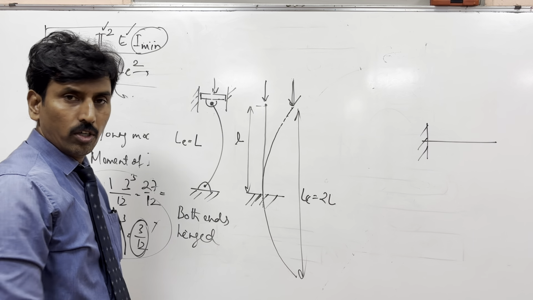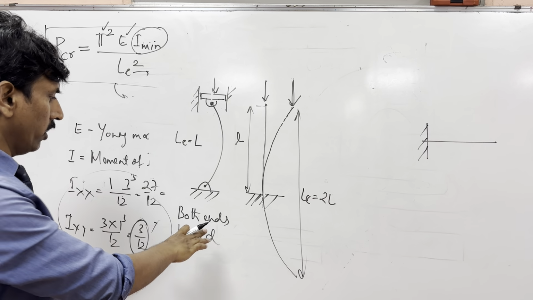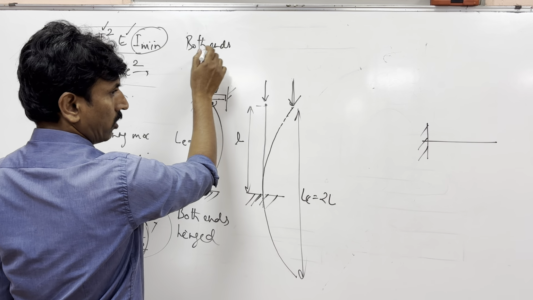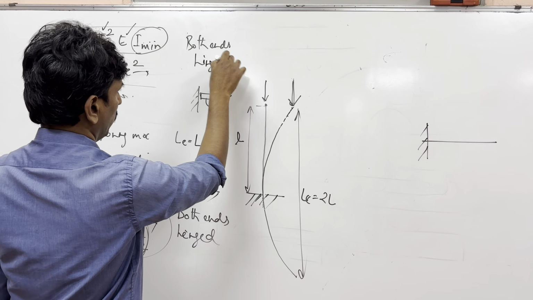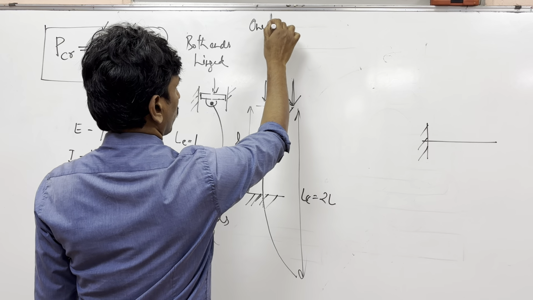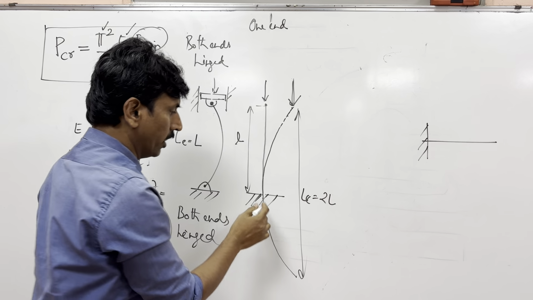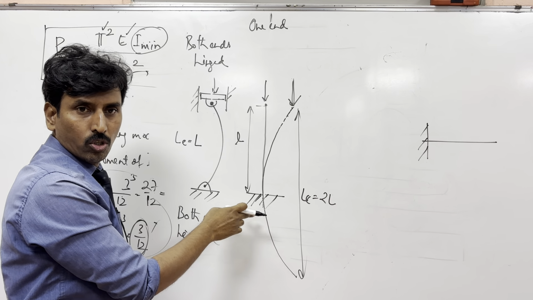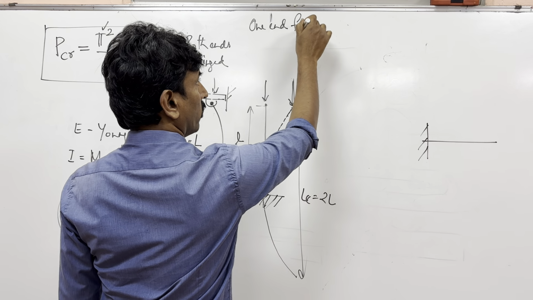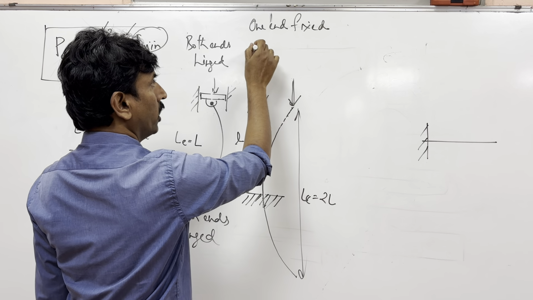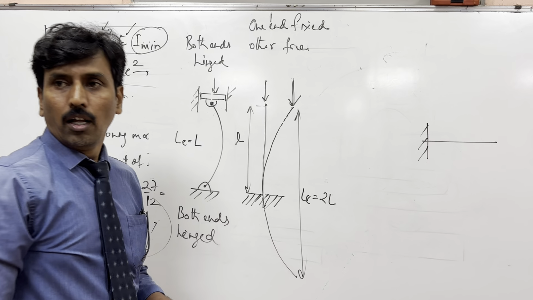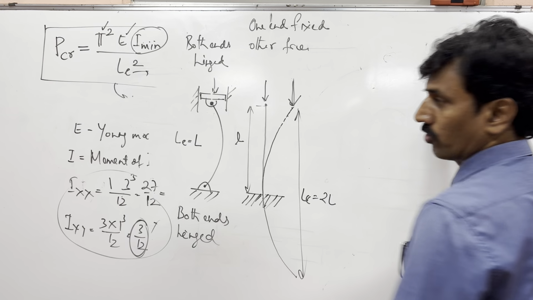Okay, so now I'm at this point where I write this as both ends hinged. I want to calculate this, both ends hinged, and the other one is one end fixed. Will you call it hinged? One end fixed, other end free. And can you imagine any other cases, guys?